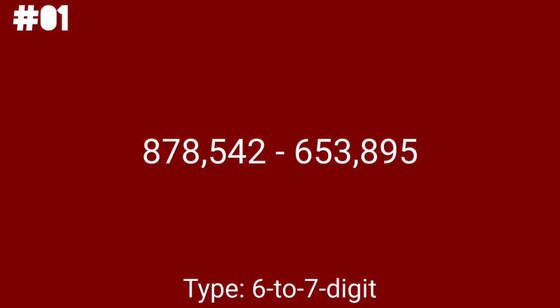Arithmetic seekers, the last and final problem. That problem is 878,542 minus 653,895. Also, the result alone is around 200,000. By the way, this is the only 6 to 7 digit subtraction equation with a minuend, subtrahend, and the difference all being 6 digits.